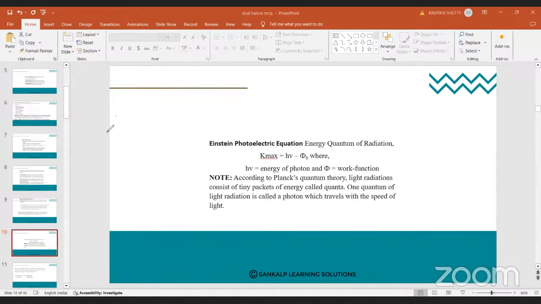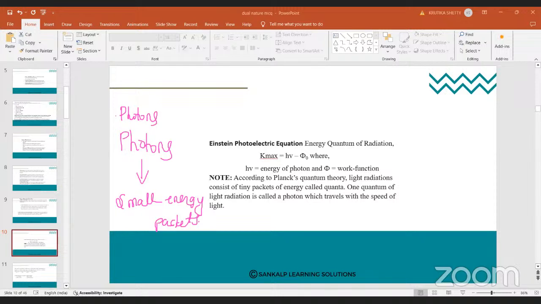According to Einstein, the light consists of photons. What are photons, students? Not protons, okay, photons, ph. So light consists of photons. What do you mean by photons here? These are small energy packets. Small energy packets are called photons.